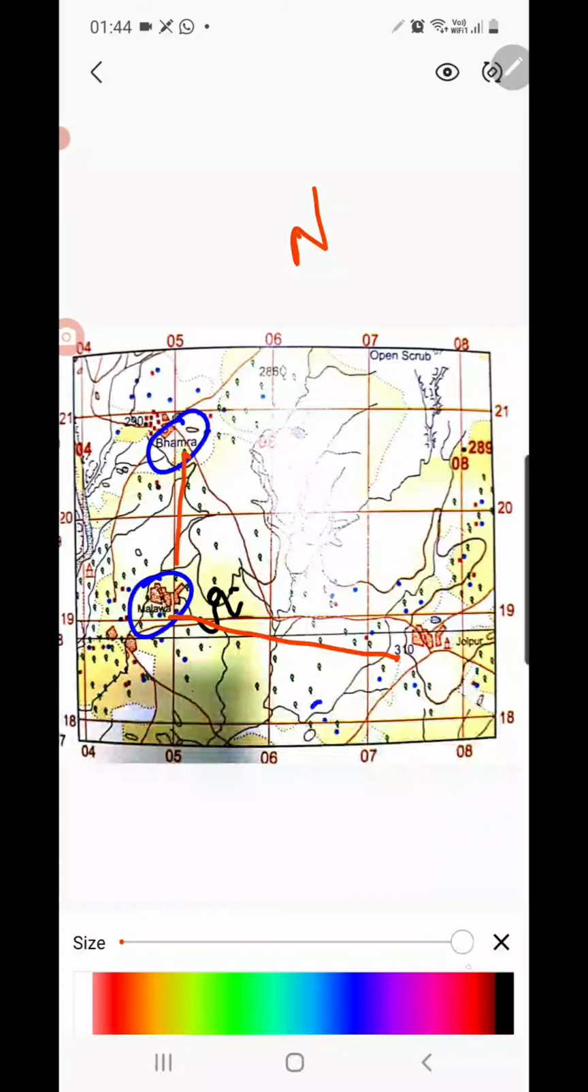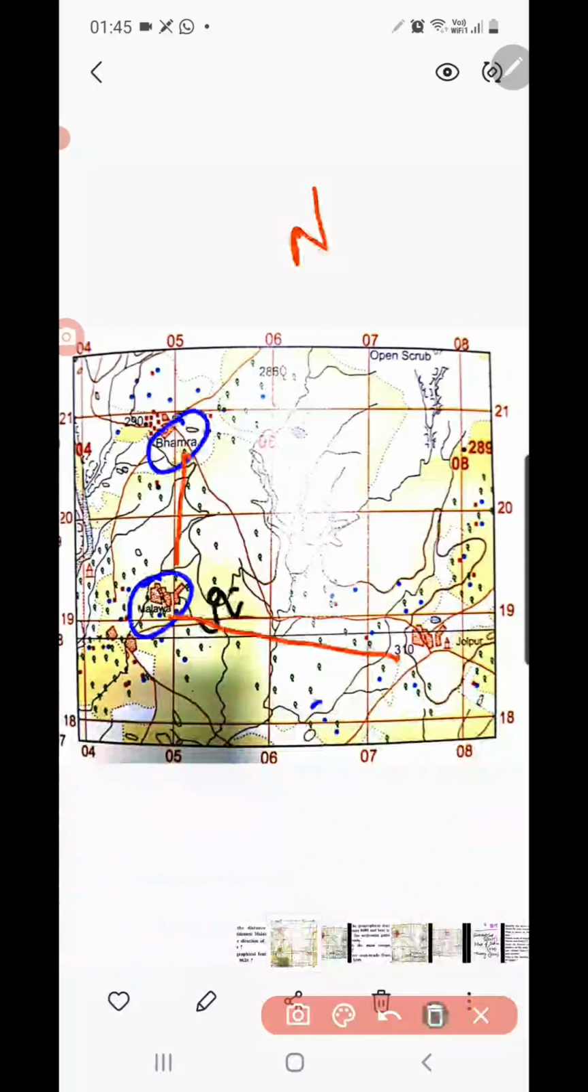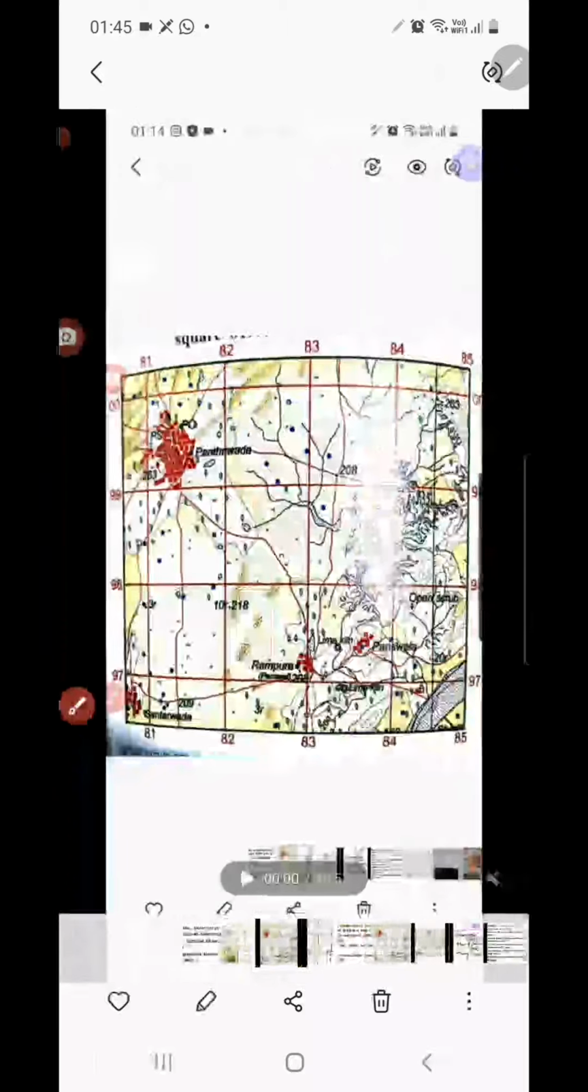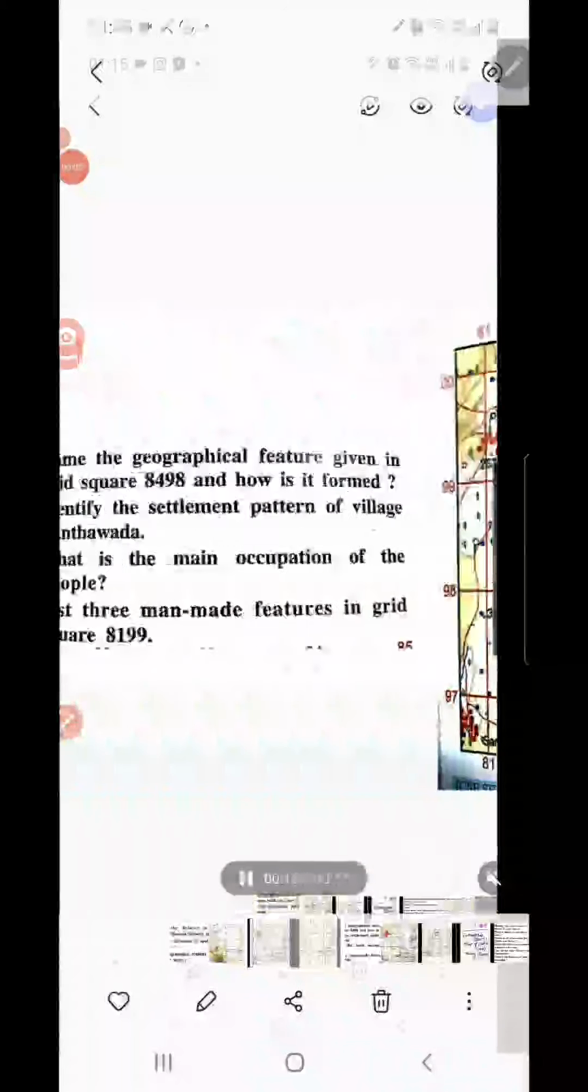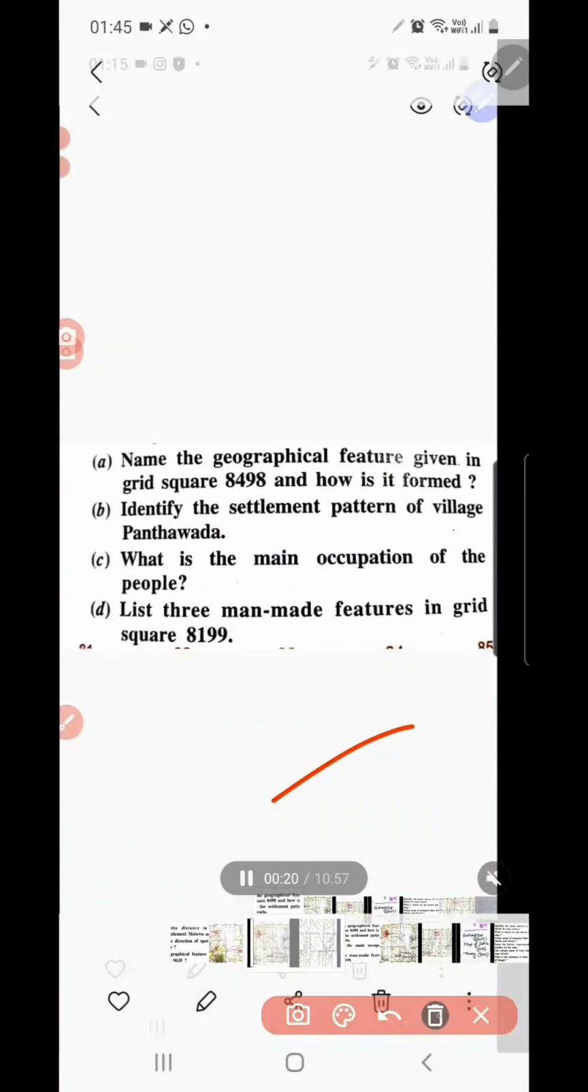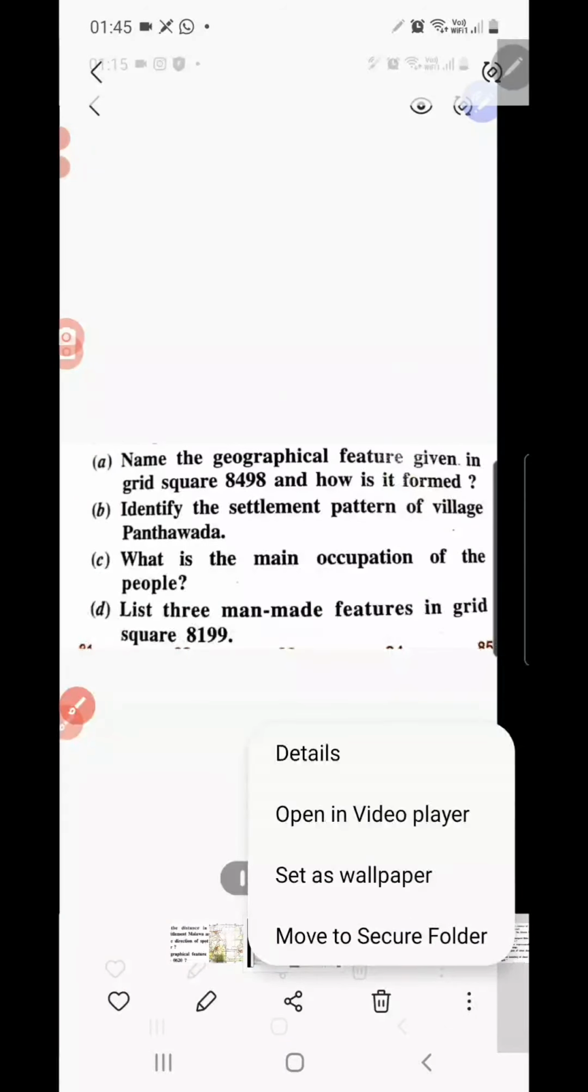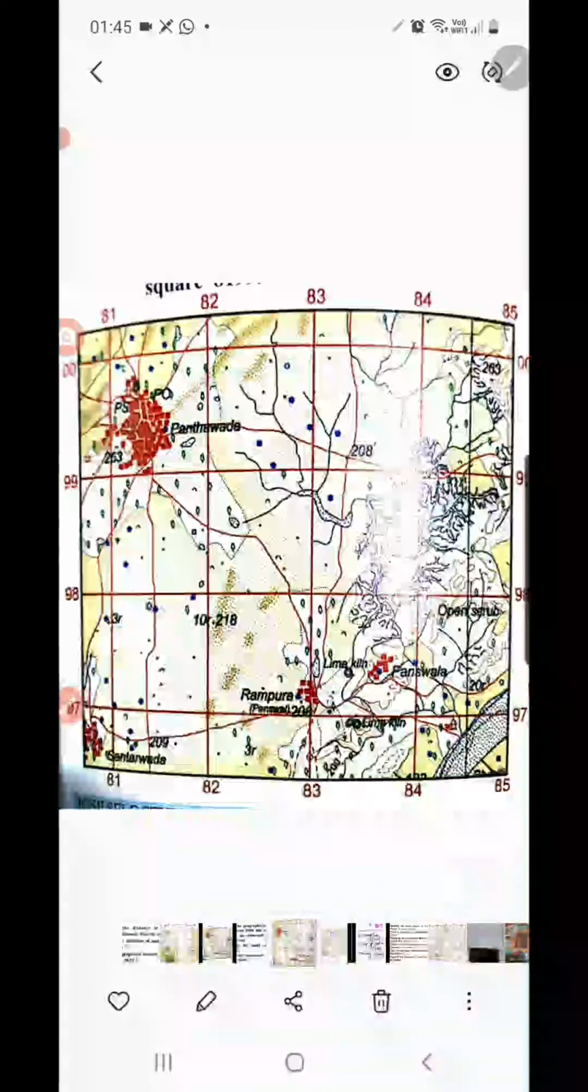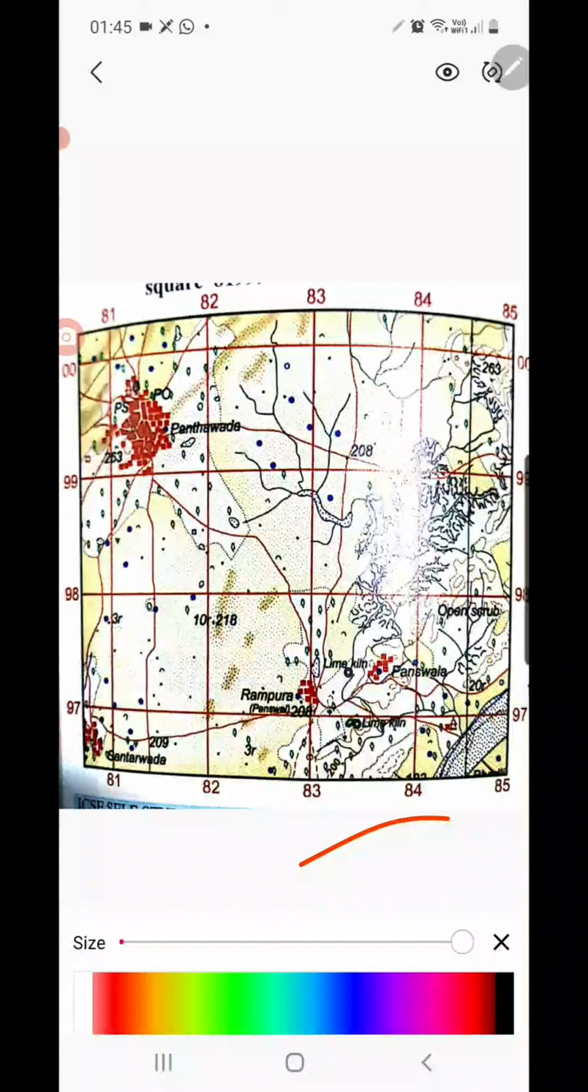So I hope that the direction is very clear to you. Now here also we will see the direction. Once again you can see the direction. What is the direction of Pantuvada from Rampura? Now you see, like this line comes. So Rampura, suppose you are standing, then what is the direction? It is northwest.